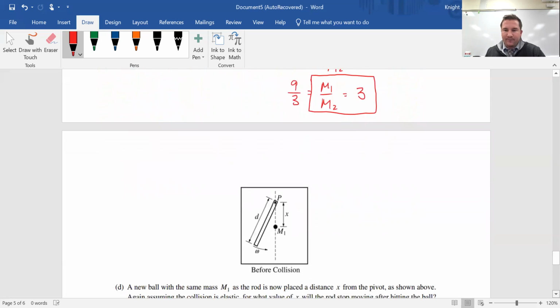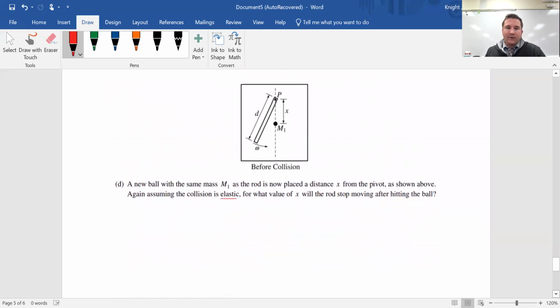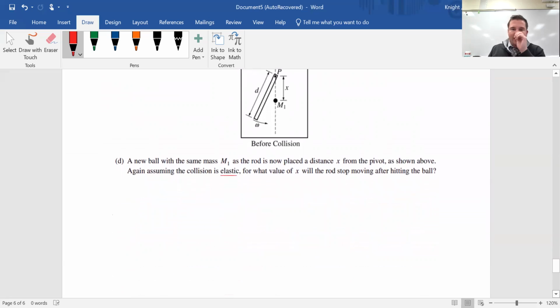Last part to this problem. A new ball, same mass M1 as the rod, is now placed at distance X. So it's no longer out here at distance D from the pivot point as shown. Assume collision is elastic. For what value of X will the rod stop moving? So we want to do the same thing that we did last time. We're going to use two equations, the momentum equation and the kinetic energy equation, except this time we're going to try and solve for X. So we'll solve kinetic energy, we'll solve momentum, we'll replace V, and we'll solve for X.